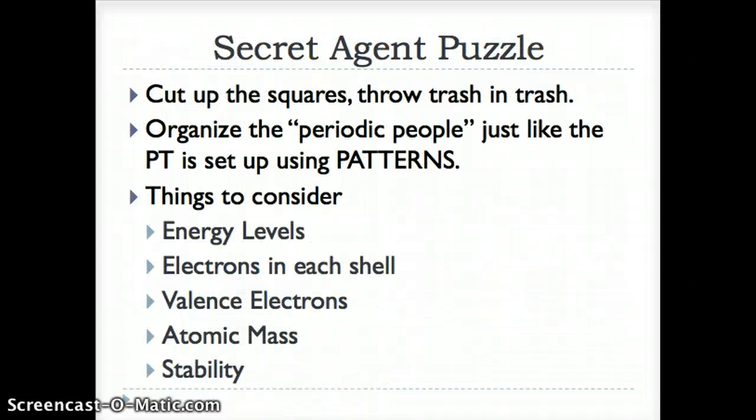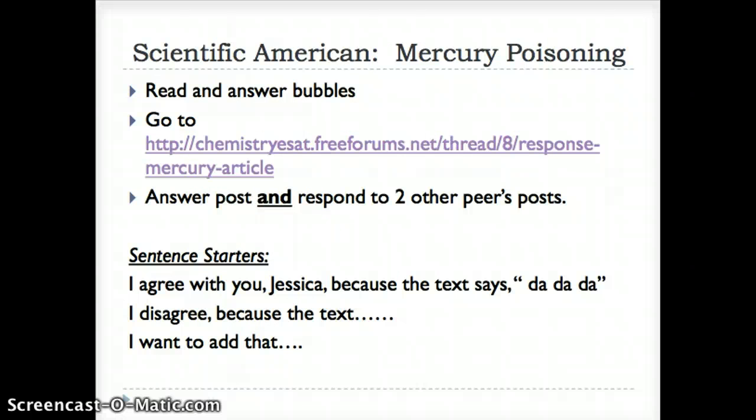In class, we did a puzzle. You had to organize the little people by patterns. You had to think just how Mendeleev was thinking when he was putting the periodic table together. That's what the students were doing in class. They were trying to organize the people, and they tried to draw the missing person. So if you have that handout, make sure you look at it.